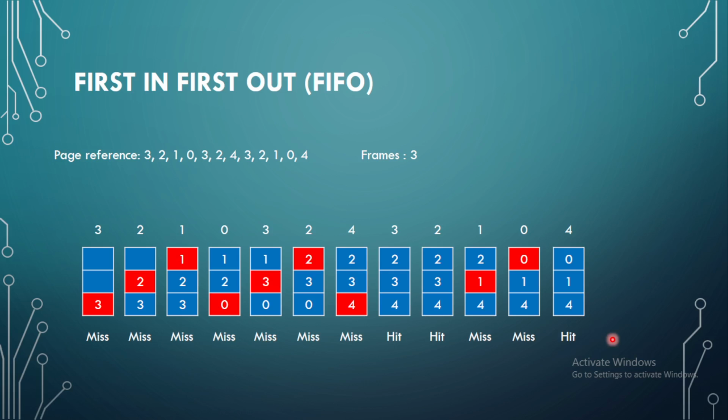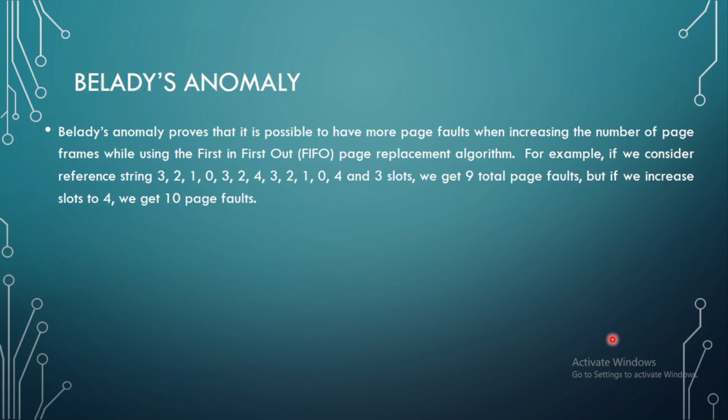In total, 9 page faults. Here we have to understand another concept, which is Belady's anomaly. Belady's anomaly proves that it is possible to have more page faults when increasing the number of page frames while using the first in first out page replacement algorithm. We'll use the same reference string but with 4 page frames. Same page references but with 4 frames.